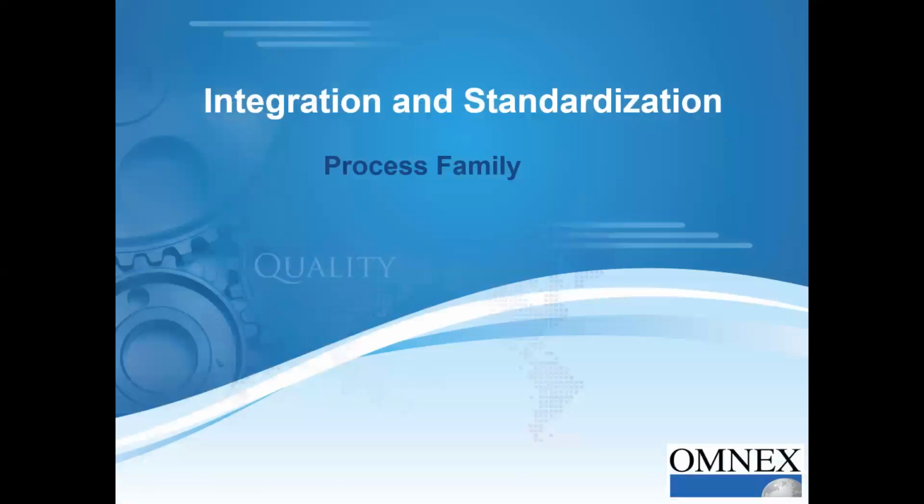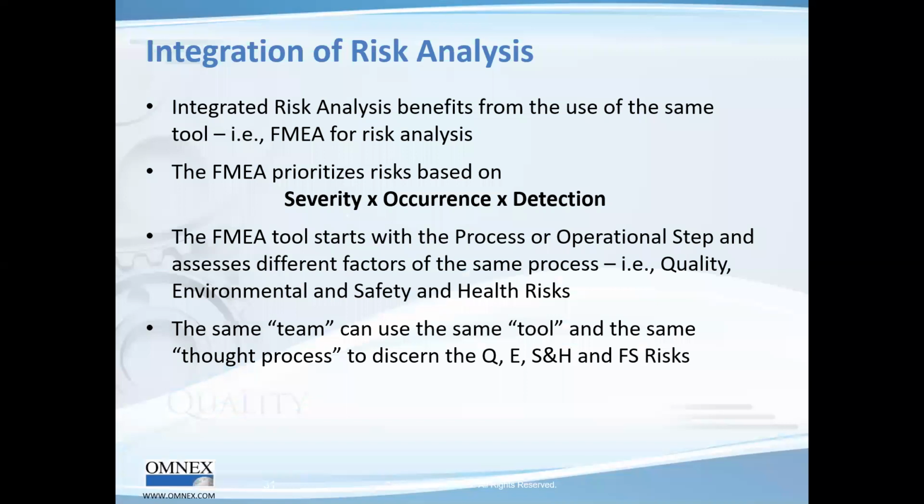So let's take the next step once we have a well-defined failure mode and effects analysis. Then the question is, okay, now how do we integrate it across all the organizations? How do we standardize? And one approach is to use what we call process families. Now, the integrated risk analysis benefits from using the same tool. The FMEA tool starts with the process or operational steps and assesses the different factors of the same process. The same team or different teams can use the same tool and the same thought process. This provides a consistency among the different risk analyses.